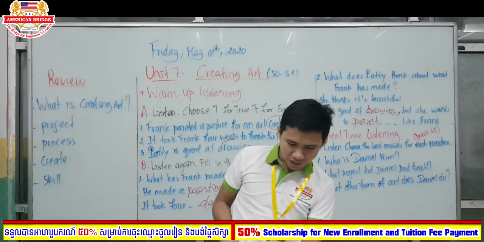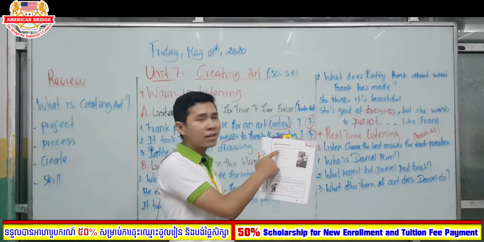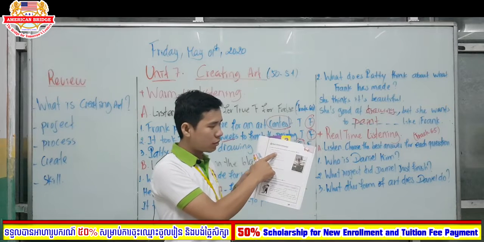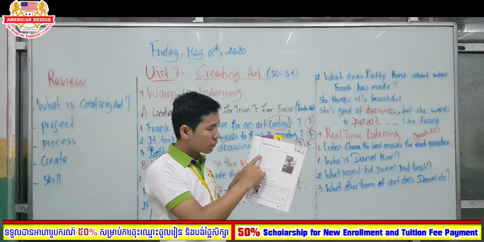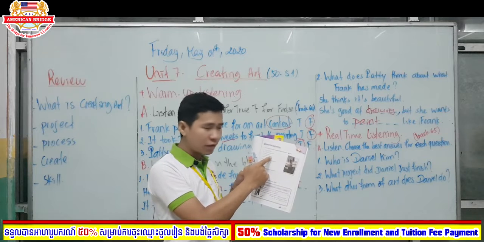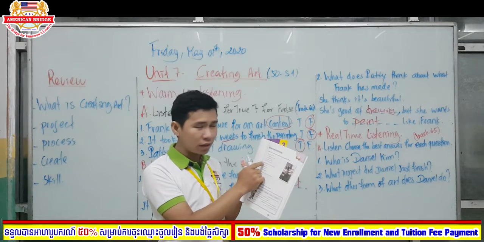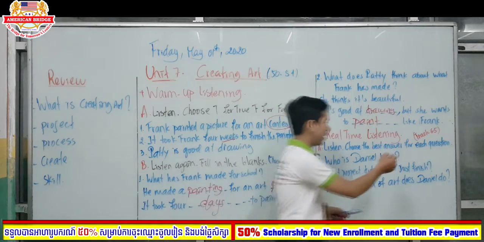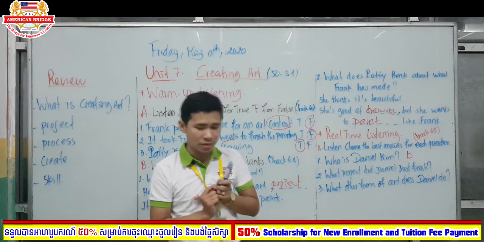So right now we have already done our listening. Number 1, who is Daniel Kim? A, a children's book writer, B, a famous artist, C, an Olympic athlete, or D, a famous musician? Which one? Okay, the answer is letter B. So Daniel Kim is an artist.